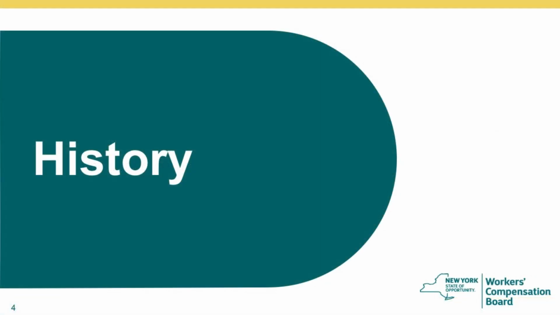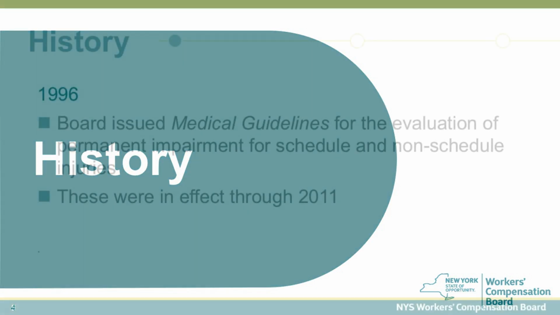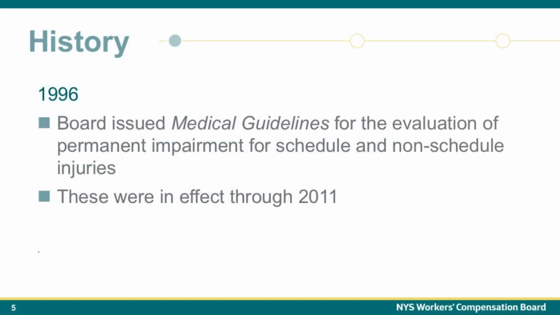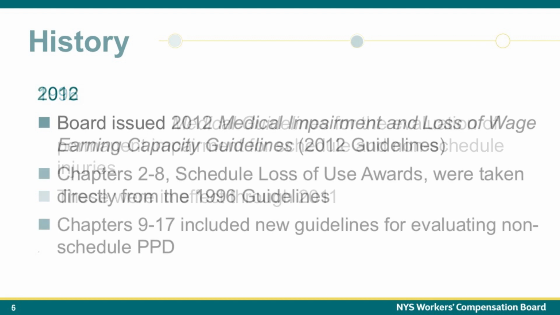First, let's review the history of the impairment guidelines. The medical guidelines were first issued in 1996 for the evaluation of permanent impairment for both schedule and non-schedule injuries. These guidelines were in effect through 2011. In 2012, the Board issued Medical Impairment and Loss of Wage Earning Capacity Guidelines, also known as the 2012 Guidelines. These guidelines addressed both schedule and non-schedule awards and contained new criteria for evaluating non-schedule impairment.